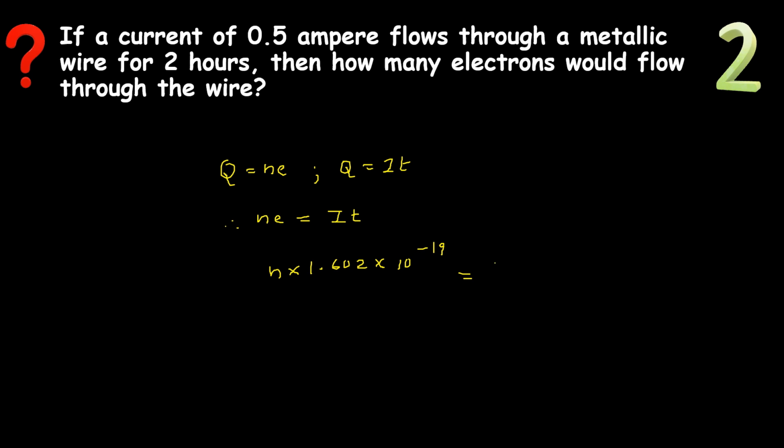So it is equal to I into t, here time should be converted into seconds, so convert 2 hours into seconds, and just calculate N and you get the answer. Hope it's clear.